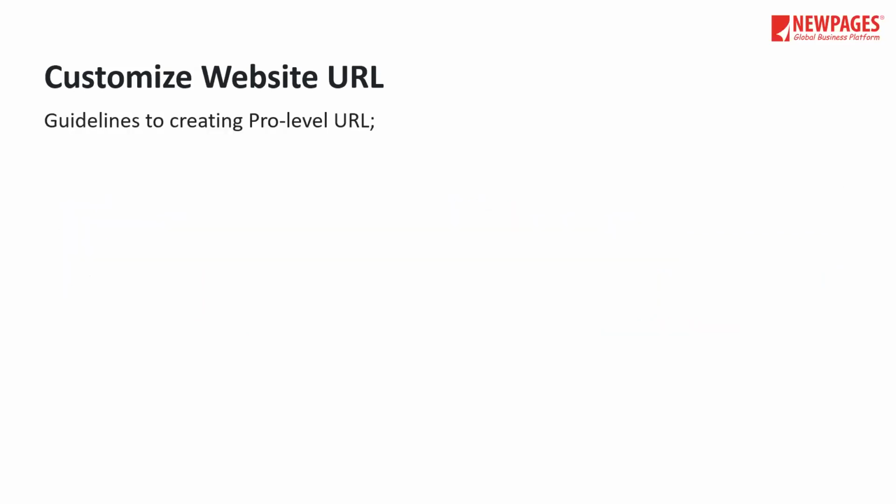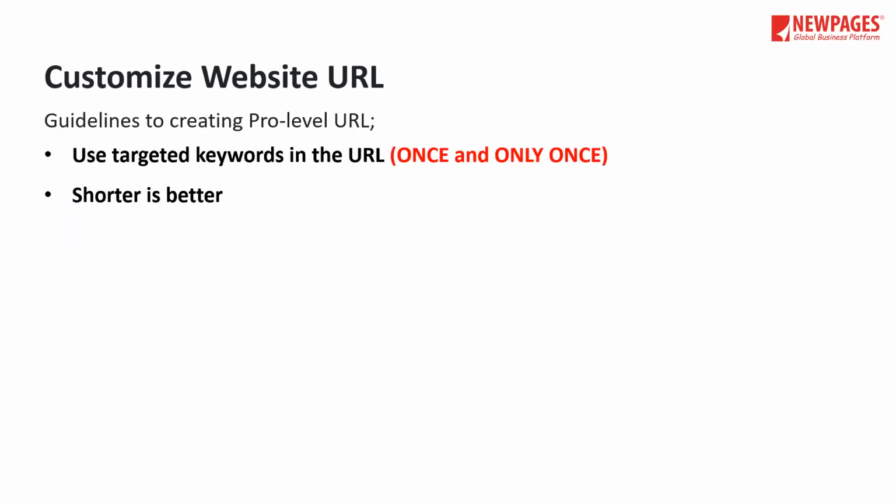Now here, I'm going to give you some guidelines to create a pro level URL. Take note of these two things. Number one is use targeted keywords in the URL once and only once. That's why before you do this, you have to really make sure that these are the slugs that you want to use, because no point you do already, then later on you decided to change.